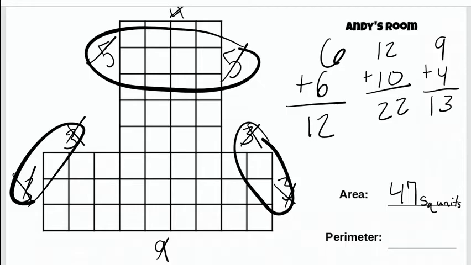Almost done here. Just got to put the 22 and 13 together. 2 plus 3 equals 5, and 2 plus 1 equals 3. So the perimeter of the entire figure, the entire room, is 35 units.